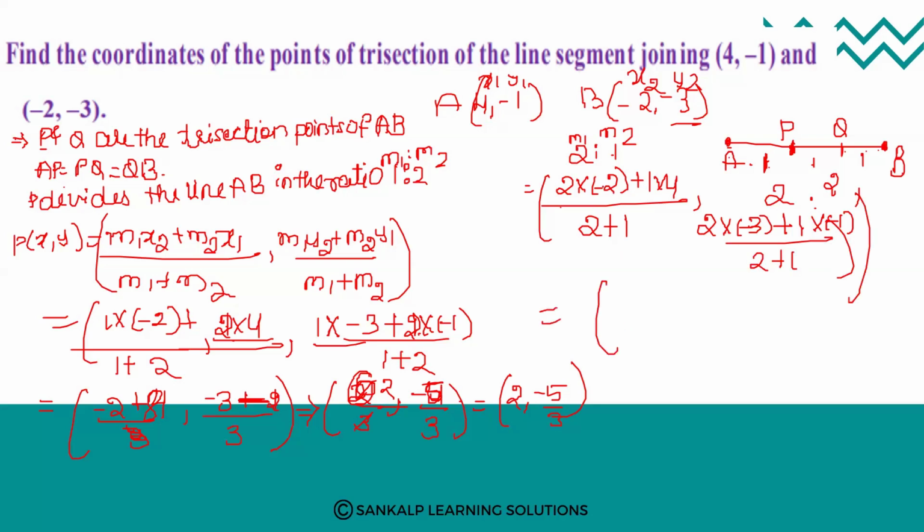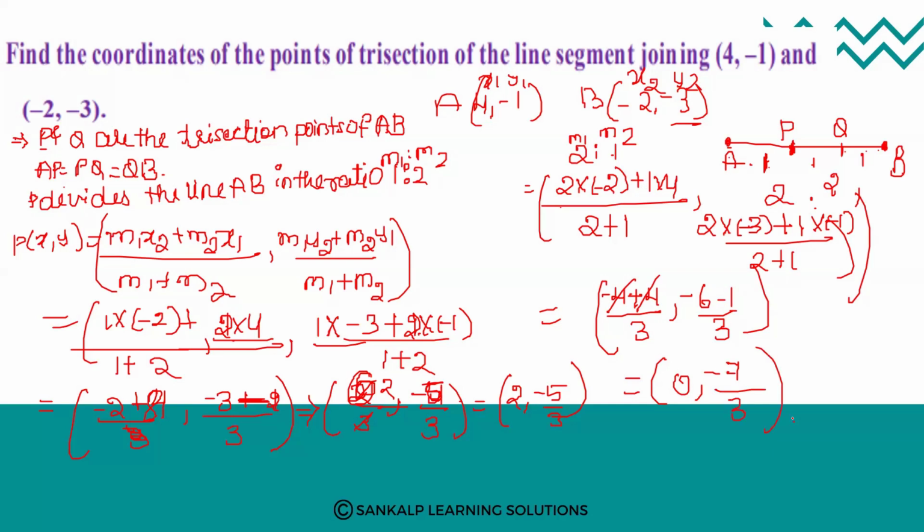So now 2 into minus 2 is minus 4, plus 1 into 4 is 4, divided by 3. 2 into minus 3 is minus 6, 1 into minus 1 is minus 1, divided by 3. Minus 4 plus 4 will get cancelled, so 0 divided by 3 is 0. Minus 6 minus 1 is minus 7, so minus 7 divided by 3.